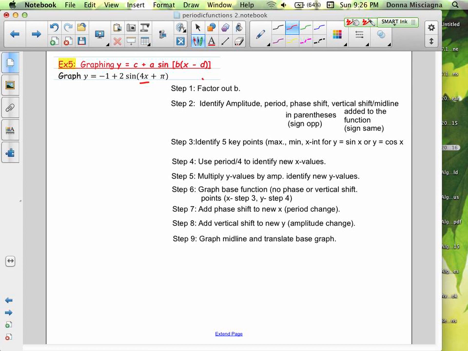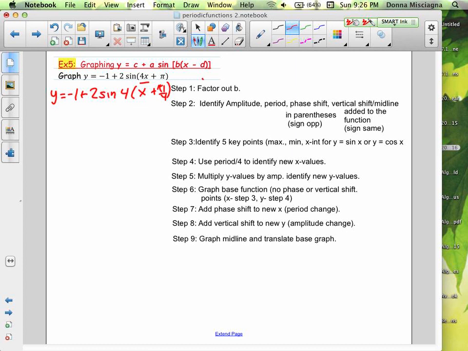All right, so we have y equals -1 plus 2 sine. I'm going to factor out the 4, which means I'm going to divide 4x and pi by 4. If I divide 4x by 4, I have x. If I divide pi by 4, I have pi fourths. All right, so step 2, we want to identify the amplitude, period, phase shift, and vertical shift.